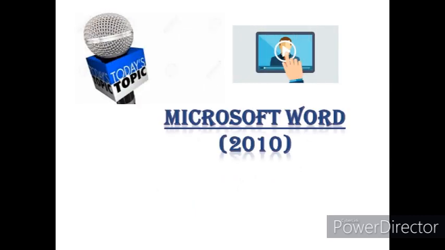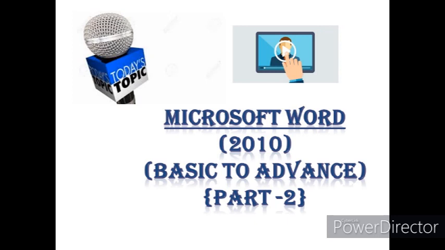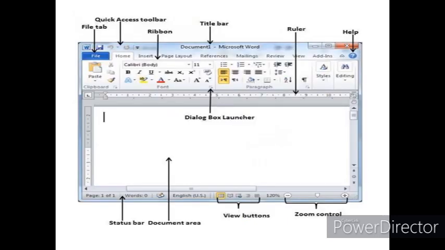And today's topic of the video is Microsoft Word Basic to Advanced Part 2. In my previous video, I explained how to open MS Word. After opening MS Word, this is the first screen you get here. These are all the main components of MS Word. Let us understand the various important parts of the window one by one.